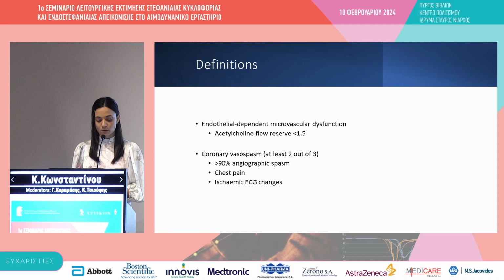And then with the bolus acetylcholine administration, the diagnosis of vasospasm is mainly an angiographic one. There's no measurement that we do physiology-wise. But following administration of an acetylcholine bolus, you wait for a minute, do an angiogram. If there's more than 90% angiographic spasm and the patient has chest pain and/or ischemic ECG changes, you need at least 2 out of the 3, then you can diagnose the patient with coronary vasospasm.